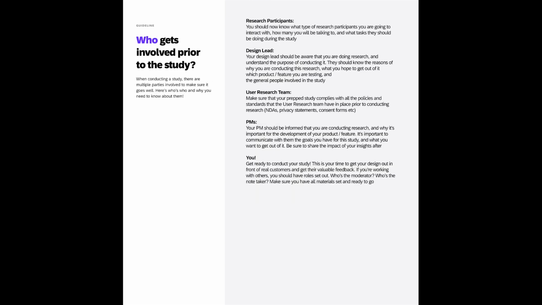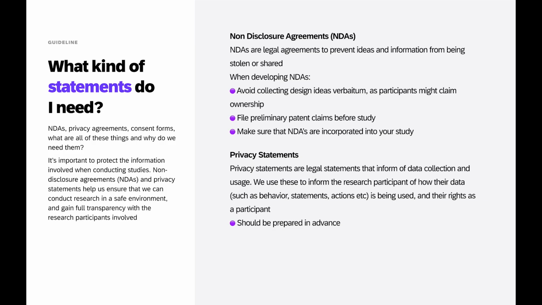Speaking of stakeholders, who are my stakeholders? Who gets involved prior to the study? It's of course different for each company and each team, but at a high level, there are 5 people or teams involved prior to the study. Research participants, design lead or manager, user research team, PMs, and you. It's important to protect the information involved when conducting studies. Non-disclosure agreements or NDAs and privacy policy statements help us to ensure that we can conduct research in a safe environment and gain full transparency with the research participants involved. So make sure to put them in your UR checklist.